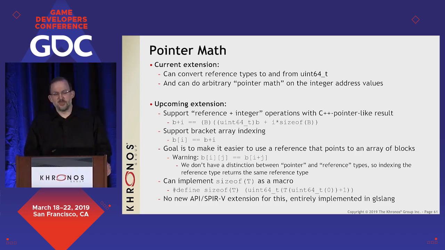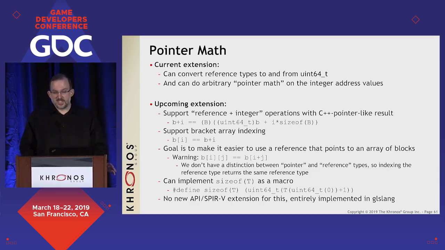So earlier I had said there's no pointer math supported, and that's not quite true, so here's more detail. In the current extension, what I mean when I say there's no pointer math is that there's nothing like pointer plus integer, where the integer is implicitly multiplied by the size of the type that it points to. But what you can do is convert the reference types to and from 64-bit integers. You can do whatever addressing math you want on the integer value and then cast it back. So the functionality is all there, but the nice syntax isn't.